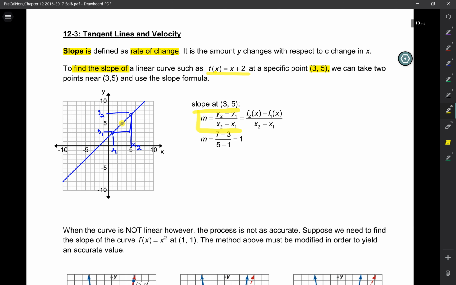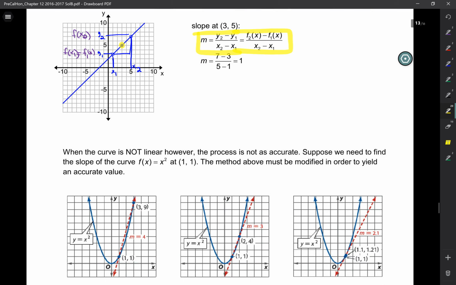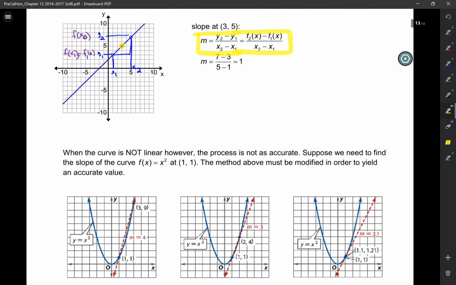Okay, so now, just a little bit of notation. It's fine to call the y values y1 and y2, but remember we also call y f of x. So this could also be f1 of x, or f of x1, right? And this could be f of x2 or f2 of x, all right? So now I can modify my formula from y2 minus y1 to f of x2 minus f of x1 over x2 minus x1, okay? All right, so the moral of the story is that if I wanted to find the slope at that point, I could pick 2 points away from the point, find the slope, and it would be the same value.